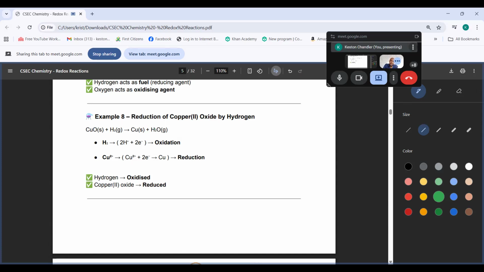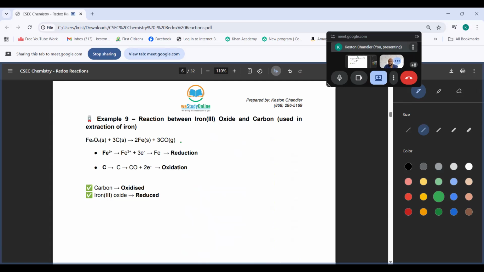Now, when we look on the opposite side of the equation, the copper went from being 2+ to being copper 0, because it is gaining electrons. It is gaining back its electrons to have a balanced number of electrons and protons. So if it gains electrons, it is reduced. On the other hand, the hydrogen, which originally was 0, here it becomes plus. So it's actually losing electrons now. So we say that it is oxidized. Last example before we try some questions.